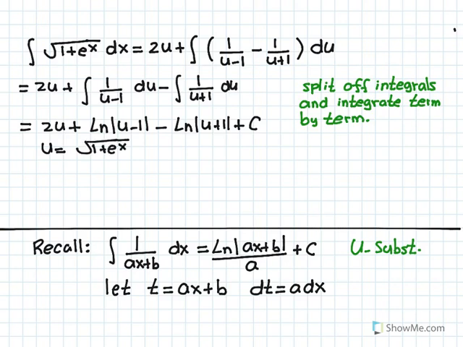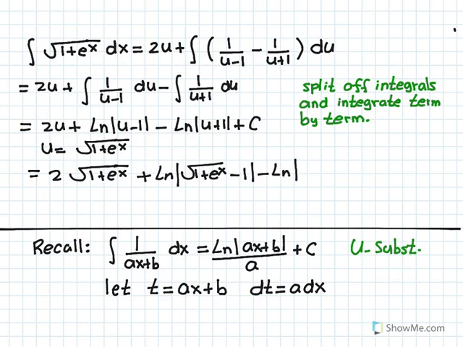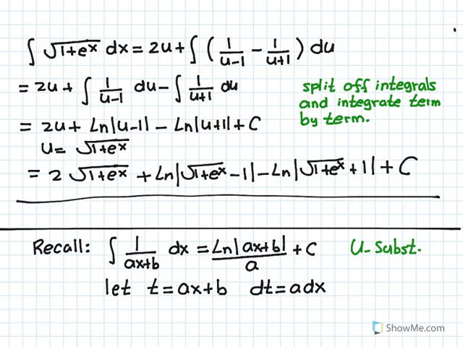Now let's substitute u is equal to root of 1 plus e to the x and get our answer in terms of x. So the result is 2 times root of 1 plus e to the x plus log of root of 1 plus e to the x minus 1 minus log of root of 1 plus e to the x plus 1, plus c. This is the answer. All right, thanks.